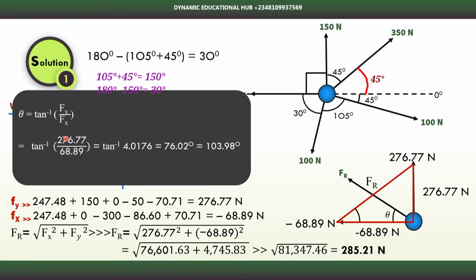Now inserting them, doing away with your sign, we find the tan inverse of 4.017. How do I get 4.0176? Dividing these two values. Just insert them in your formula. When you find the tan inverse, you get 76.02 degrees. And that will be the same thing as 103.98 degrees. I will show you. 76.02 degrees is not the same as 103.98 degrees, but the tangent of this value will be the same.